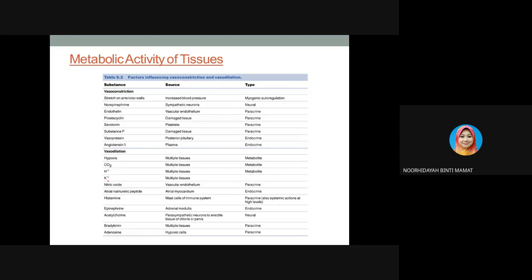So this is the metabolic activity of tissue. The table shows the factors influencing vasoconstriction and vasodilation.